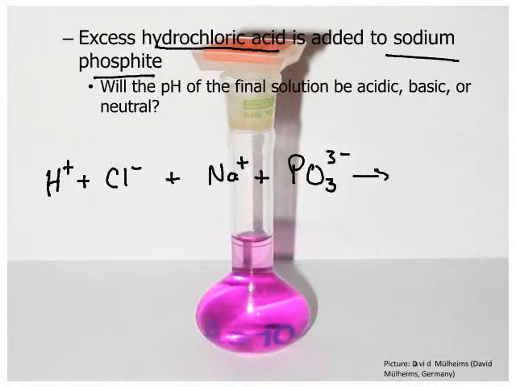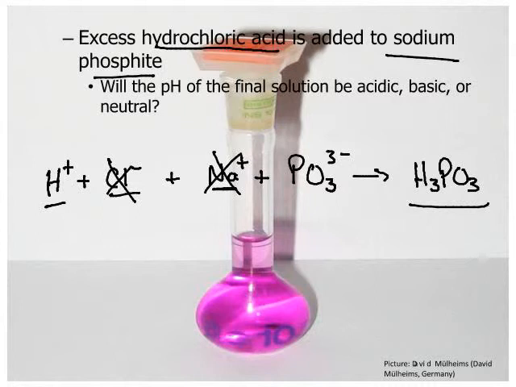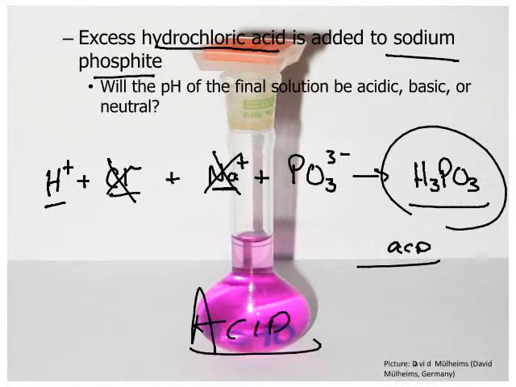Now we need to find somebody to get together. Well, the Na+ and the Cl- don't get together. And it's an excess of hydrogen. It's going to make H3PO3, phosphorous acid. pH: acidic, basic, or neutral? Since you made an acid, I'm going to call this an acid. That's pretty easy, isn't it?